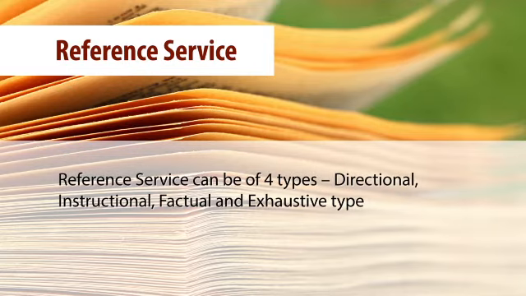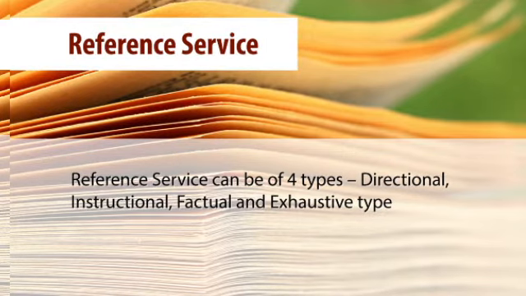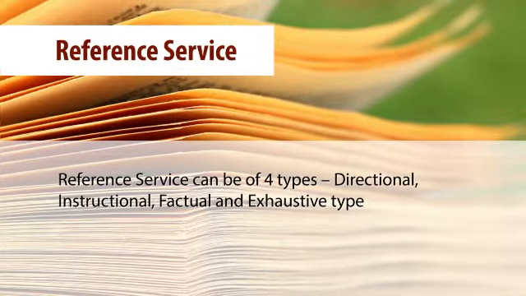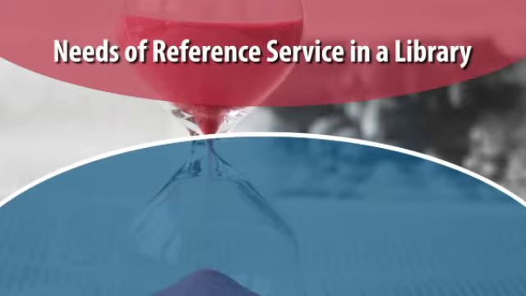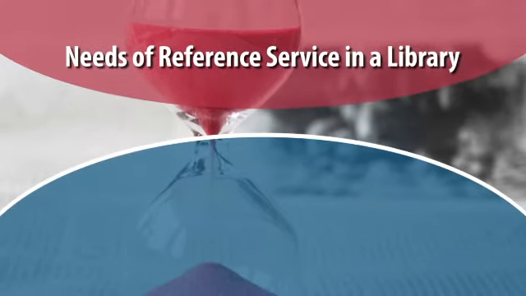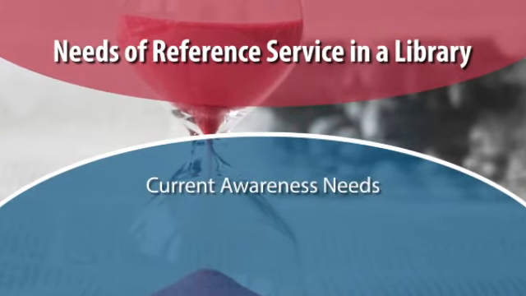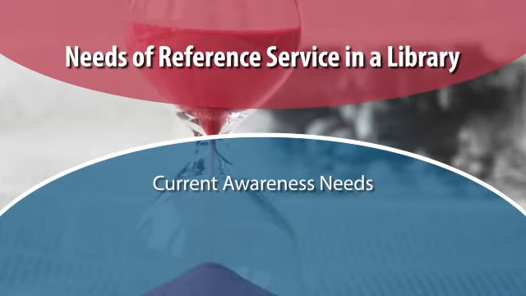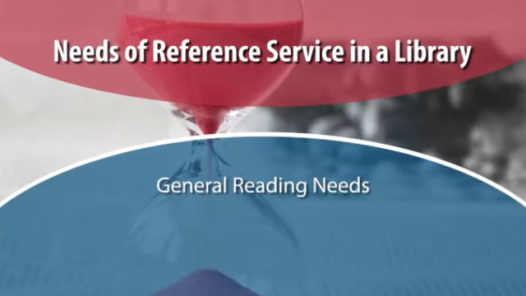Reference service is basically of four types. It includes the directional service, instructional service, factual service, and exhaustive type of service. Why do we need to give the reference service in the library? Reference service is required because we need to provide for current awareness needs. Whatever is current in the library has to be provided to our users. We also help in providing the journal reading needs of the users.